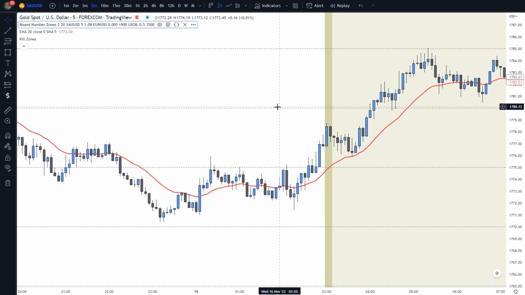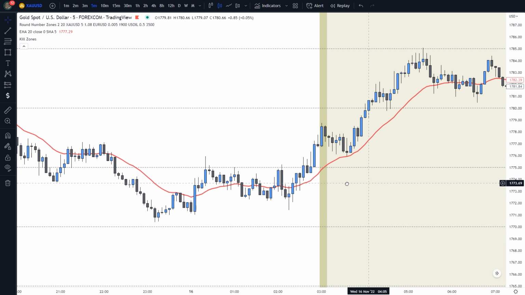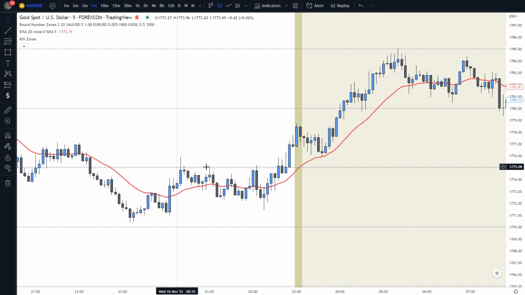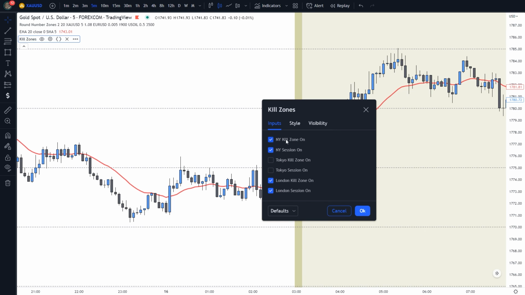Okay, you can see it here, a dotted line at these round number levels. This is so important because gold tends to respect these areas. Here in this chart you can see a resistance that is broken, and this happens here in the London session that can be visualized using the kill zones indicator. You see, I just display the New York and the London kill zone. The preferred trading time in this strategy is the London session.